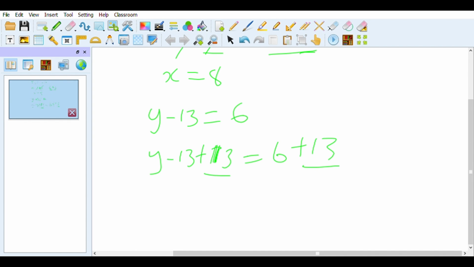Why did we choose 13? Because here is minus 13, and 13 is the additive inverse of minus 13. So minus 13 plus 13, additive inverse, will give us 0. So y will be equal to 6 plus 13, which is 19.